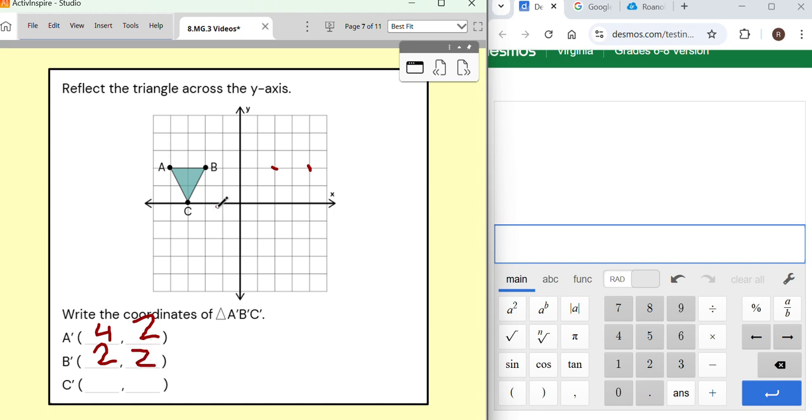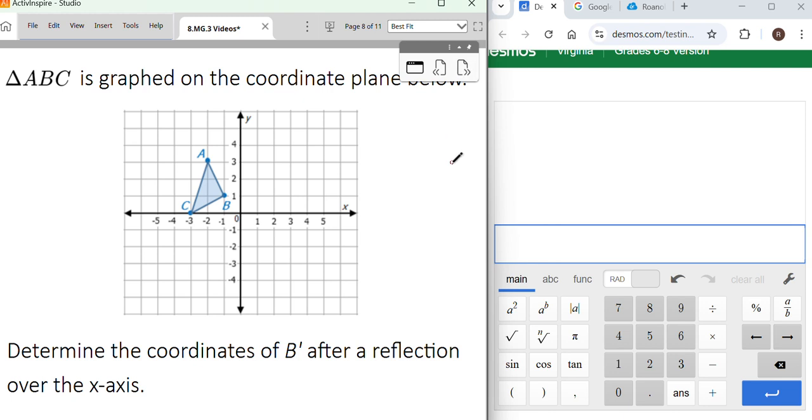Okay. And now let's look at C. 1, 2, 3, 1, 2, 3. Be careful when you're naming that coordinate. That is 3 and 0 because it went over 3 before it stood still at 0.